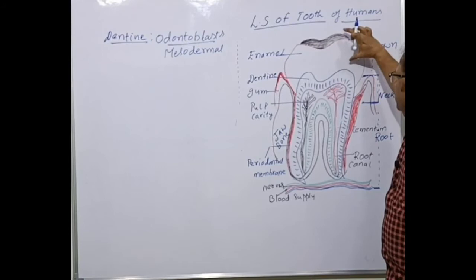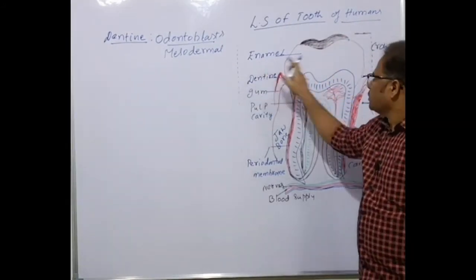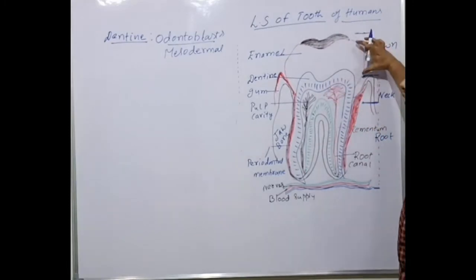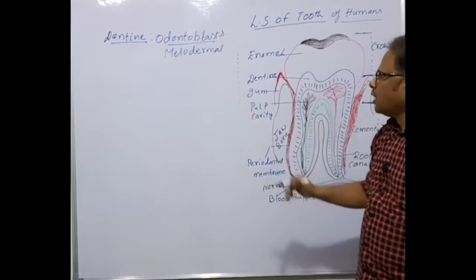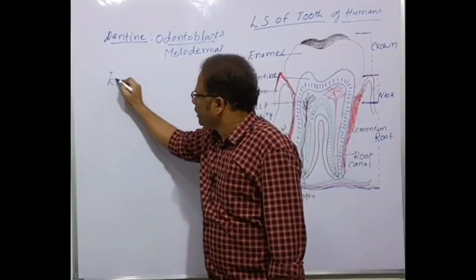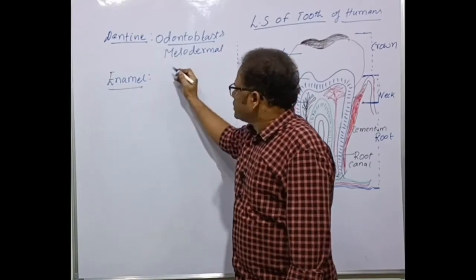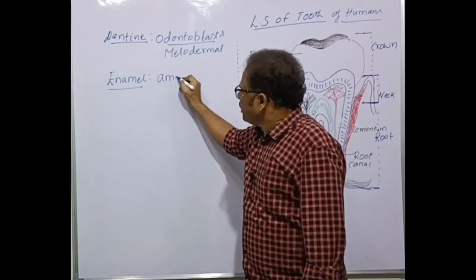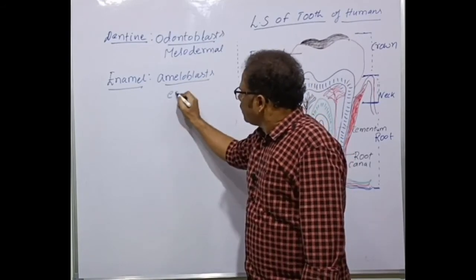Next one is the dentine of the crown. This is the crown. The dentine of the crown is called enamel. This is the enamel, and let's describe the enamel now. Enamel is made of special cells called ameloblasts, which are derived from ectoderm.